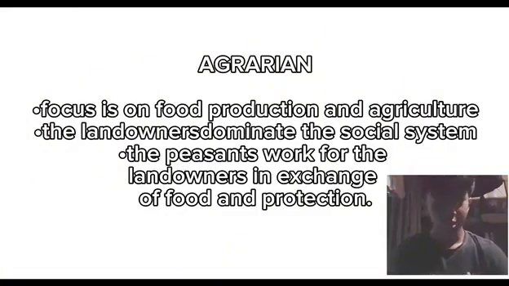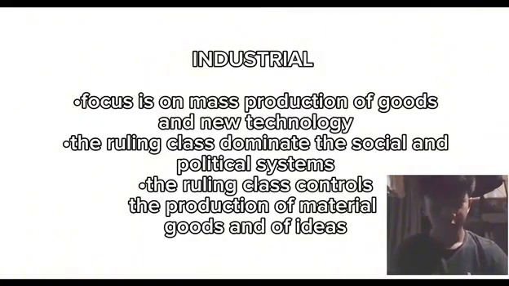The second one is the industrial. Industrial focuses on mass production of goods and new technology. Also, the ruling class dominates the social and political systems. The ruling class controls the production of material goods and of ideas.